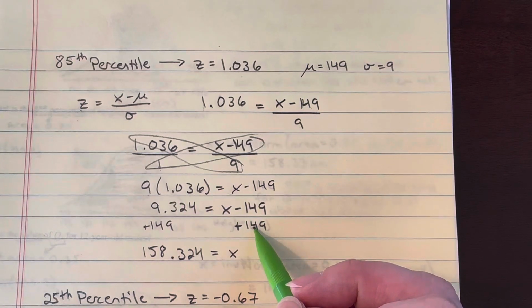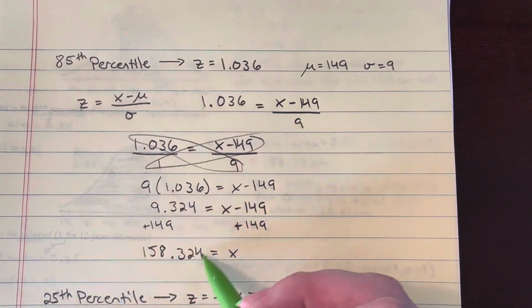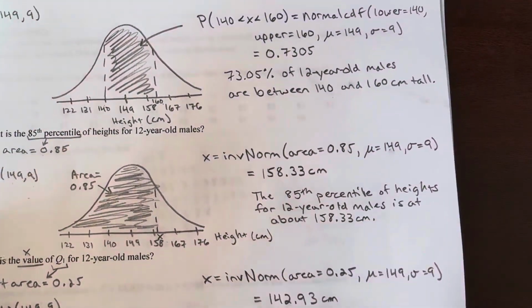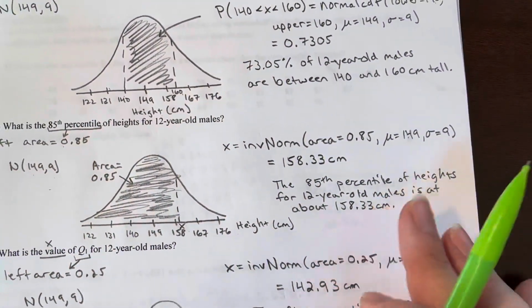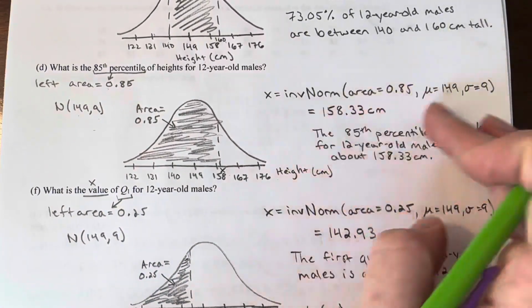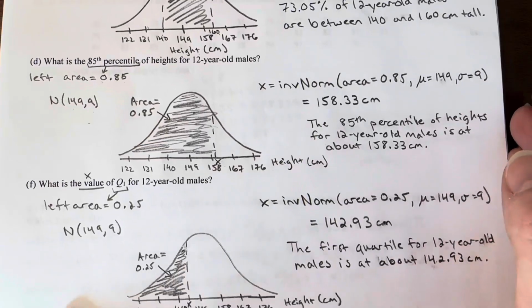Right? If I add the 149 to both sides, then I get 158.324, which is very close to the answer that I just got using the calculator. So you could do this either way. You could use standard normal distribution, or you can just use the regular distribution working backwards. So there are multiple methods for this.